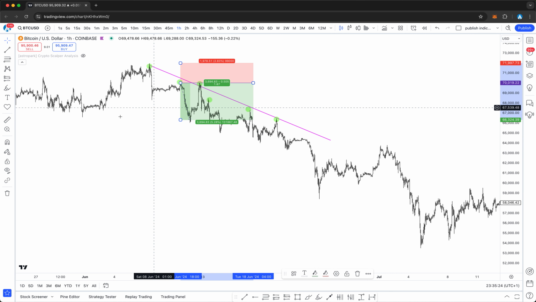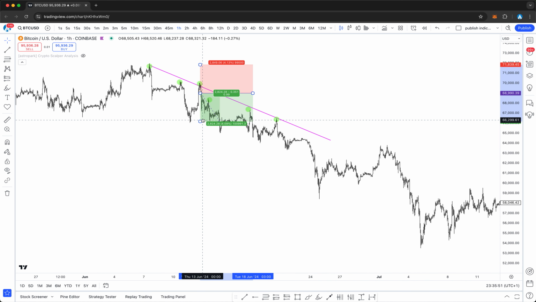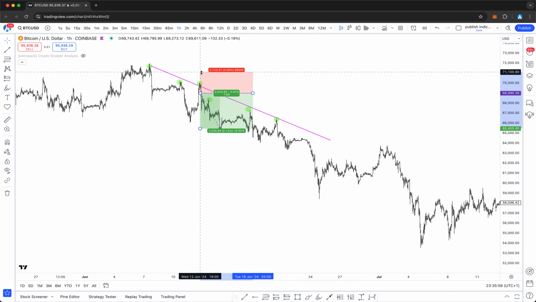And where is my target? My target should be this low, or this low, for example, right? Because in a bearish market structure we print new lows, lower highs and lower lows. So that's why the target is always lower, and the stop loss is also lower.